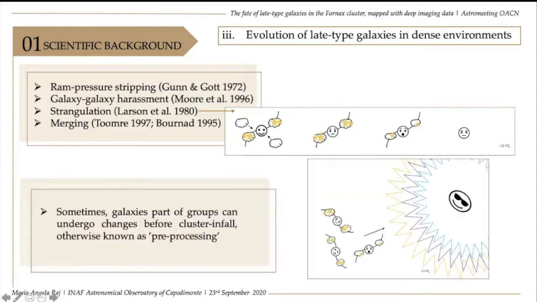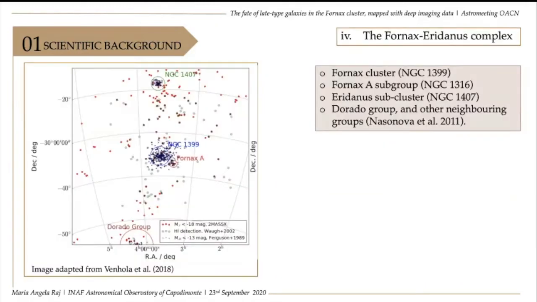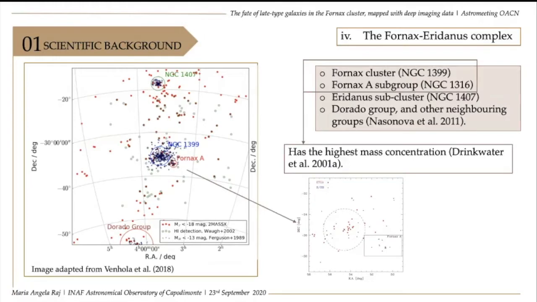So sometimes galaxies part of groups can also undergo this transformation before cluster infall, otherwise known as pre-processing. So where do we investigate these phenomena? So here we have a supercluster, the Fornax-Eridanus complex, hosting several clusters and groups, such as the Eridanus subcluster in the north, Dorado group in the south, and we have the Fornax cluster, which has the highest mass concentration in this region.